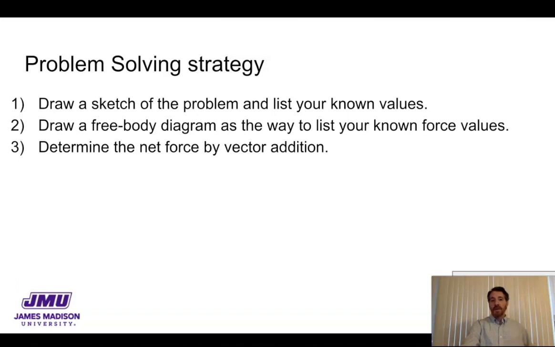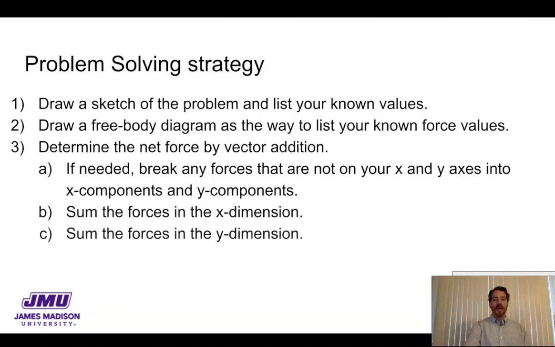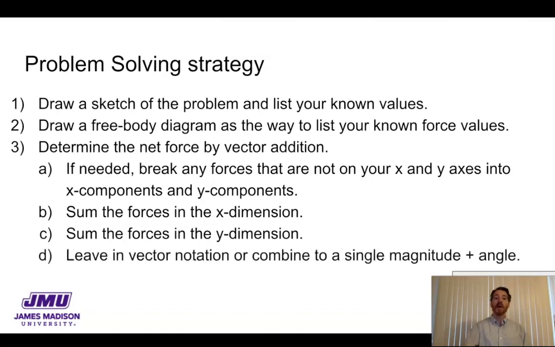Then determine the net force through vector addition. That may involve some complications that we've been going through when we talked about how vectors work. For example, if a force is not on the x-axis or the y-axis, it's off at some angle, then you would need to break it into x and y components, which is something we've done with some of the other vectors already. You would then add up all of the forces in the x direction, and you would add up all of the forces in the y direction and come up with a single value in the x and a single value in the y. You could leave it in vector notation if that's appropriate for the question. You can also convert it over to a single magnitude and angle if that's appropriate.